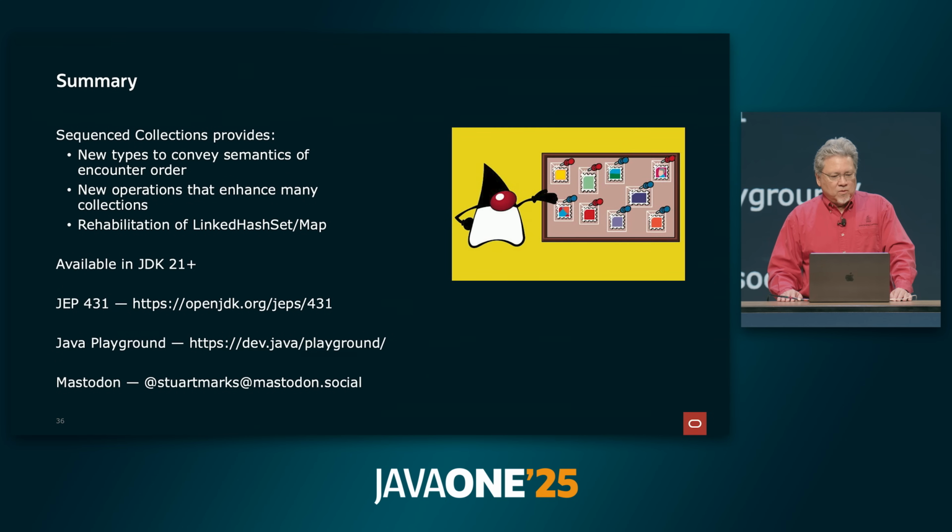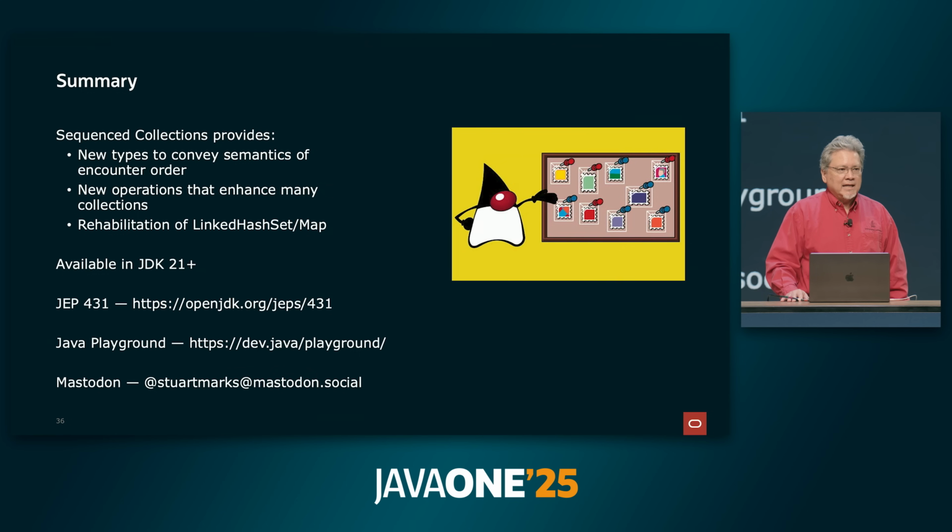Okay, so where do we end up? Sequenced collections provide three new interfaces that convey the semantics of collections that have a defined encounter order. What comes along with this is a nice set of methods that allow operation at each end and that provide a reverse-ordered view. Also, kind of as a side effect of this, we've done some work that gives LinkedHashMap and LinkedHashSet a lot more flexibility, so you can operate at the ends of a LinkedHashSet and LinkedHashMap in ways you couldn't before.